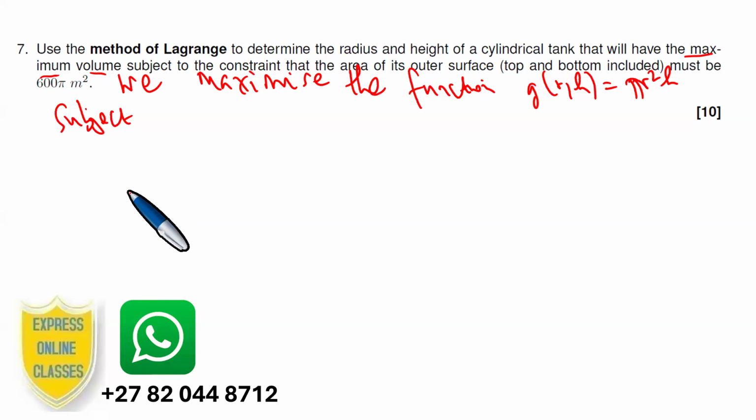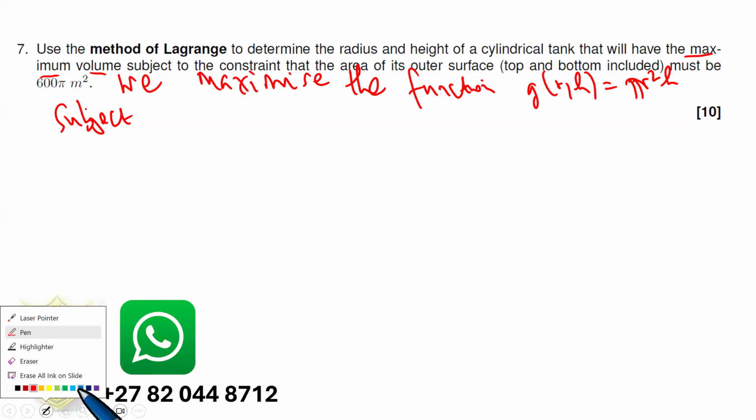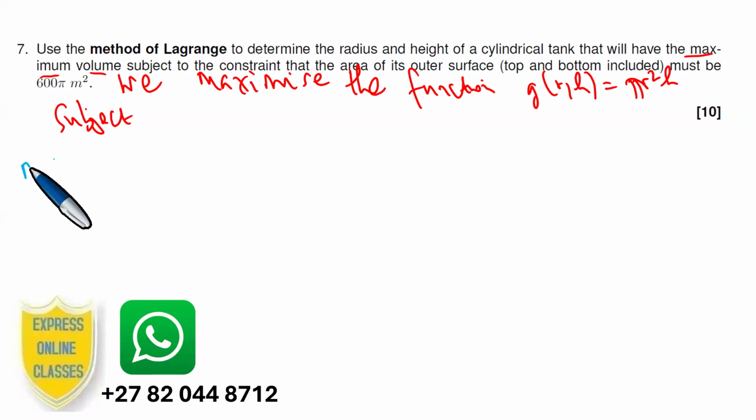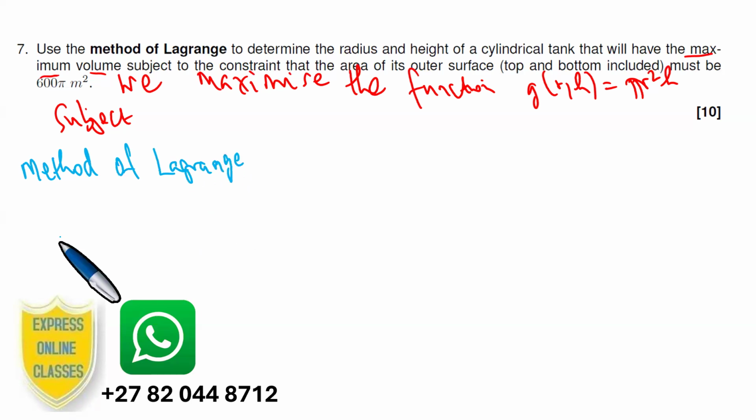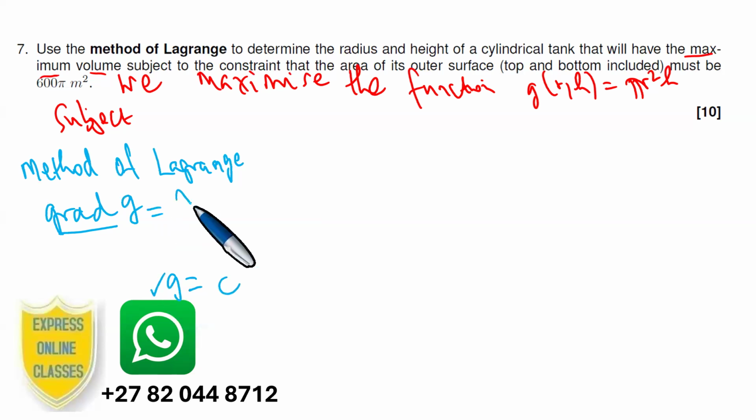The method of Lagrange requires two functions. With the two functions, you use the formula for the method of Lagrange. What is the formula? The method of Lagrange means that there is a constraint condition. So you find the gradient of the constraint. There will always be a function that is going to equal a constant, and that we call g. And then we take lambda multiplied by the gradient of another function we call f.